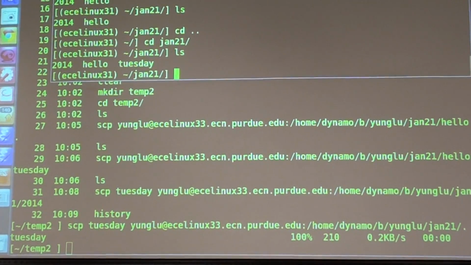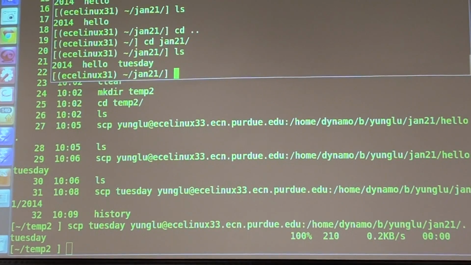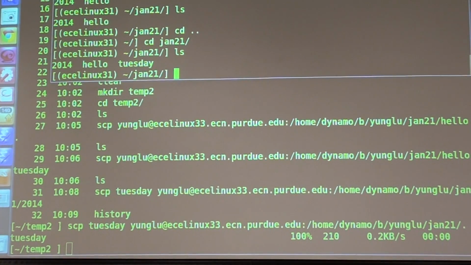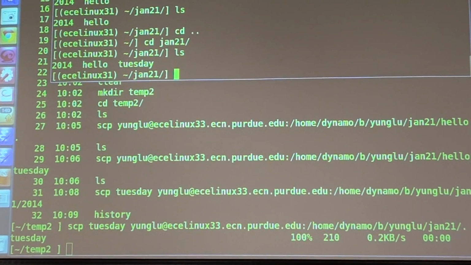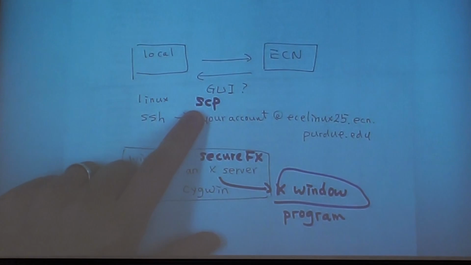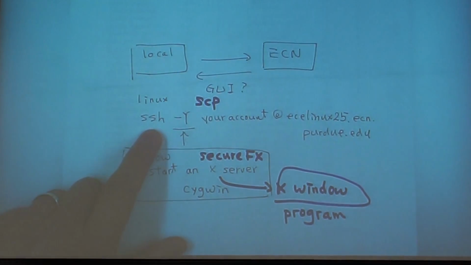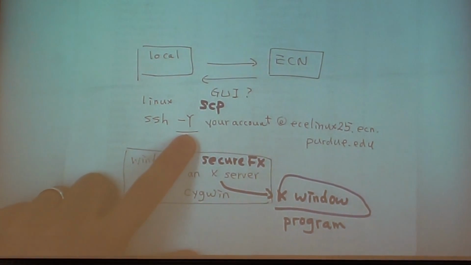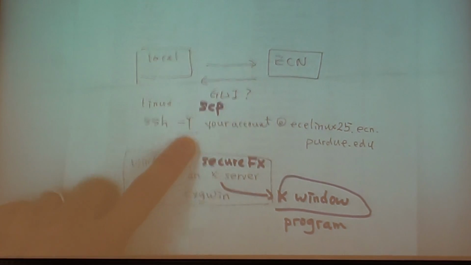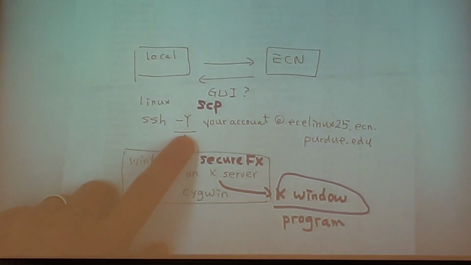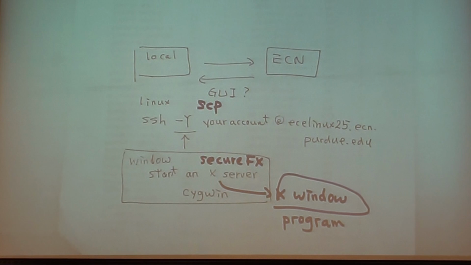So does that answer the question? You need to move files around. I know this is a very long answer to your question. How to move files around? If you want to use Windows, you use Secure CRT. If you want to use Linux, use SCP. And if you want to log into a computer, use SSH. And if you want to open the window back from remote, like this way, you need to use -Y, capital Y.